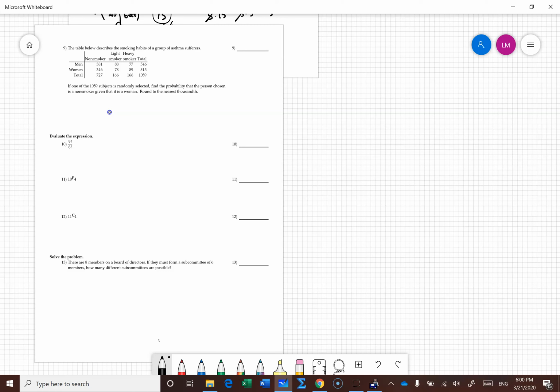If one of the 1059, the 1059 comes from here, okay? Randomly selected, find the probability that the person chosen is a non-smoker, given that it is a woman. So where are the women? This column. The number of women is 513. So the denominator is 513 now, given that it is a woman. Find the probability it is non-smoking. So among these women, how many are non-smokers? Non-smoker is over here. So it is 346. So the probability of non-smoker, given that it is a woman, that's what it means.